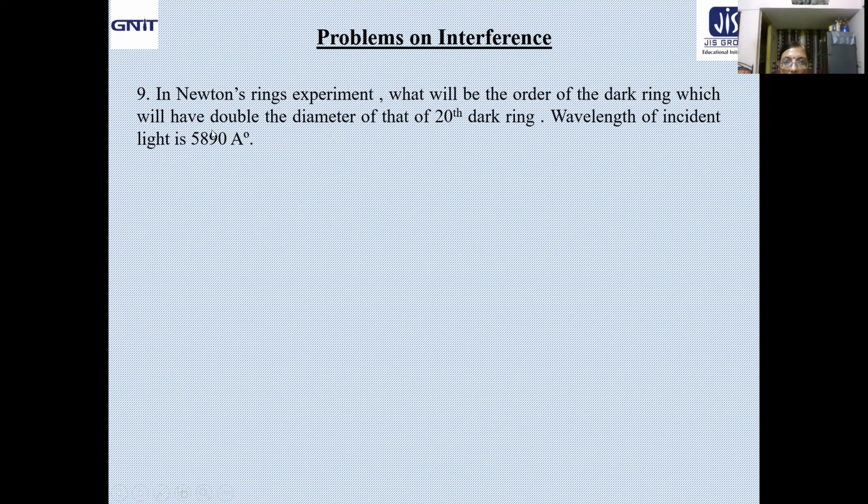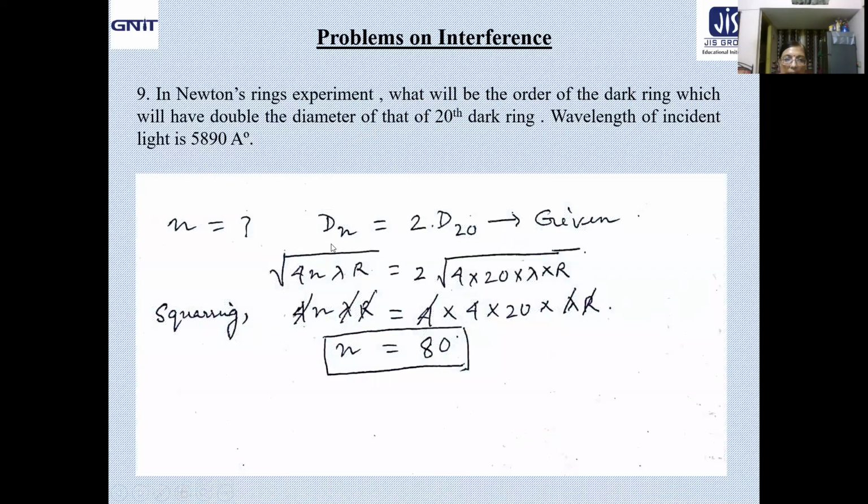Now, in Newton's ring experiment, what will be the order of the dark ring which will have double the diameter of that of the 20th dark ring? Wavelength of incident light is 5890 angstrom. Let the order be n, which will have double the diameter of the 20th dark ring. So this is the given condition, that Dn, the unknown order, will be 2 times D20, double the diameter of the 20th dark ring.